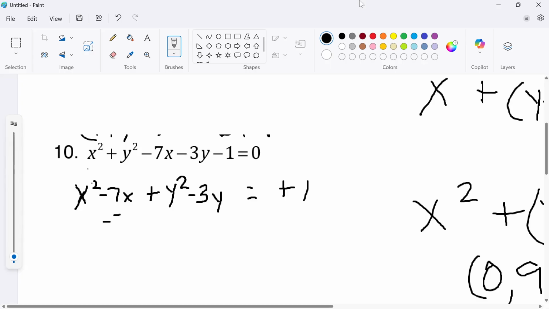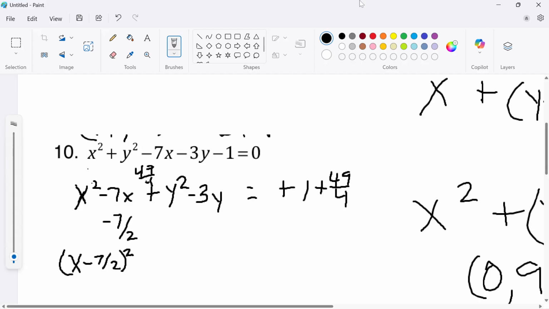-7, half of that is -7 halves. I keep it as a fraction so it's easy to square. So now I know I have x minus 7 halves squared. And now -7 halves squared is 49, 7 squared, -7 squared is 49. 2 squared is 4. So I have to add 49 fourths to both sides.